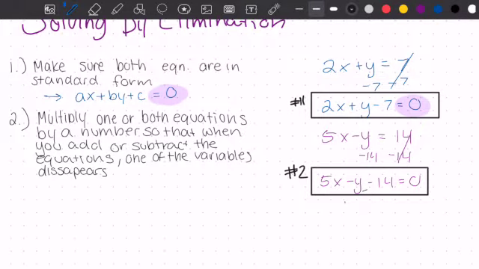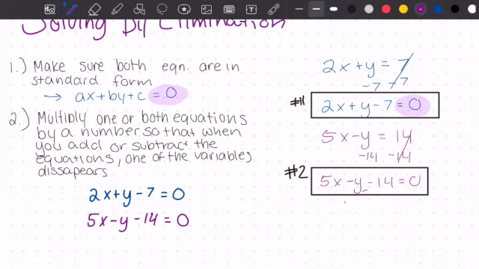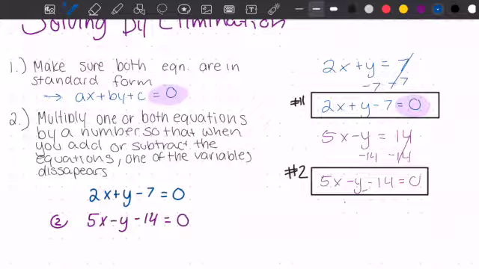What we're going to do when we solve for this step is take our first equation, 2x plus y minus 7 equals 0. And we're going to have our other one, write it right below. So 5x minus y minus 14 equals 0. So this is equation 2. This is equation 1.